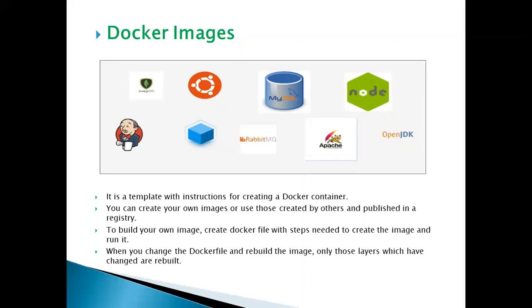To build your own image, you have to create a Dockerfile with the steps needed to create the image and run the image. When you change the Dockerfile and rebuild the image, only those layers which have changed are rebuilt. Each instruction written creates a layer in the Docker image.